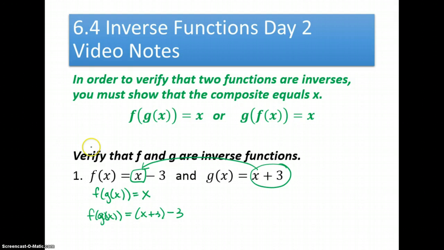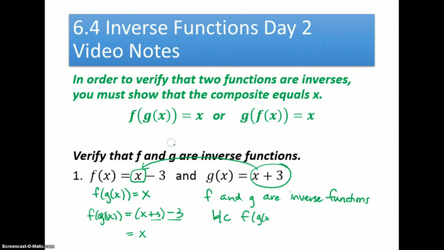I'm going to simplify that. The 3 and the negative 3 leaves me with x. So what have I shown? I have shown that f and g are inverse functions because f of g of x equals x.